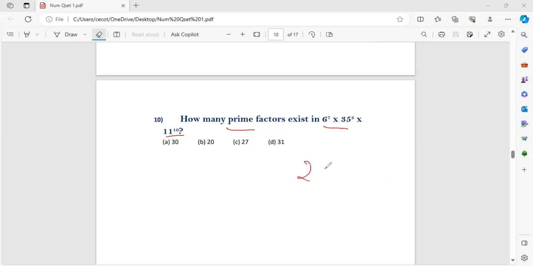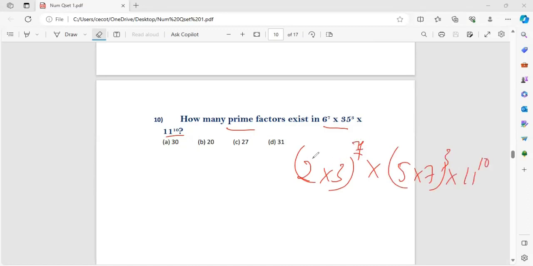So 6 is 2 into 3, isn't it? So (2 into 3) whole power 7 into 35 cube is nothing but (5 into 7) whole power 3 into 11 power 10. So you can just add the powers: 2 power 7 plus 3 power 7 plus 5 power 3 plus 7 power 3 plus 11 power 10. 7, 14, 17, 20 plus 10, 30. Answer will be 30.